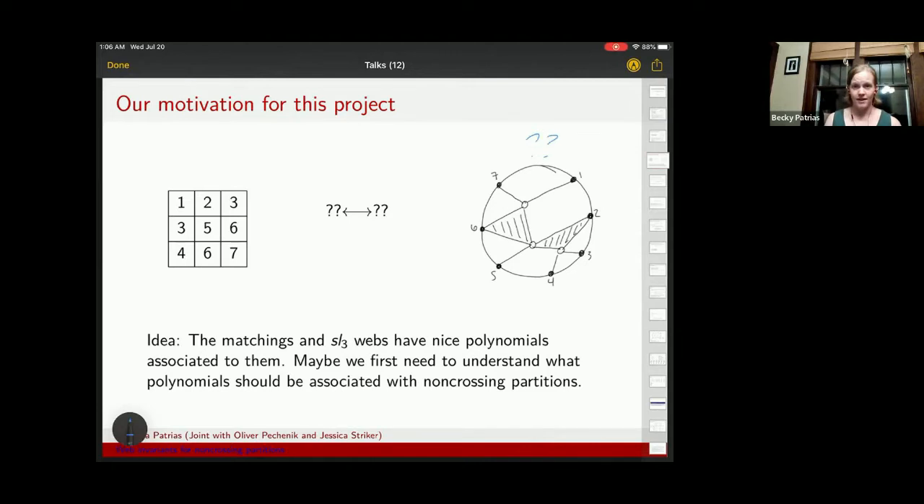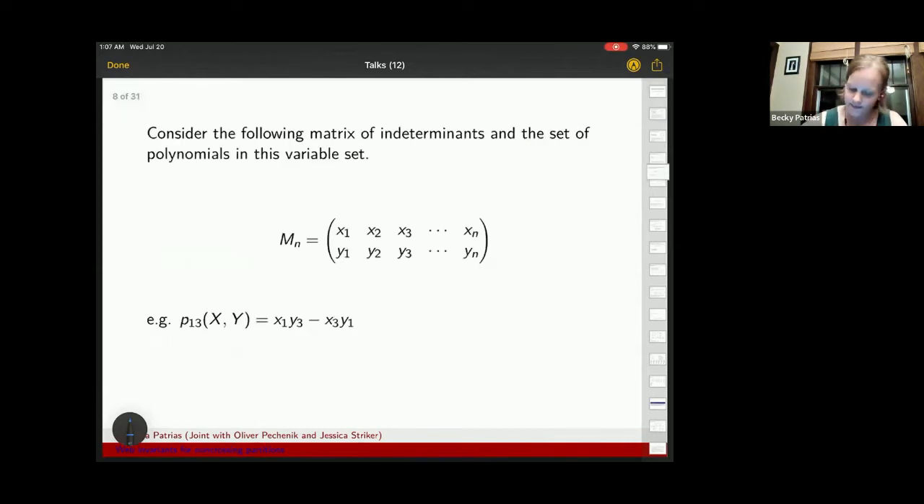So that's the question we're going to talk about today, and I'm going to start by telling you what those polynomials are for the standard Young tableau case. We're going to talk about the polynomials associated to the matchings. To start, we have this matrix of indeterminates, and we're looking at polynomials in these variables. For example, I have this polynomial P13, x1y3 minus x3y1, so just any polynomials in our variable set here.